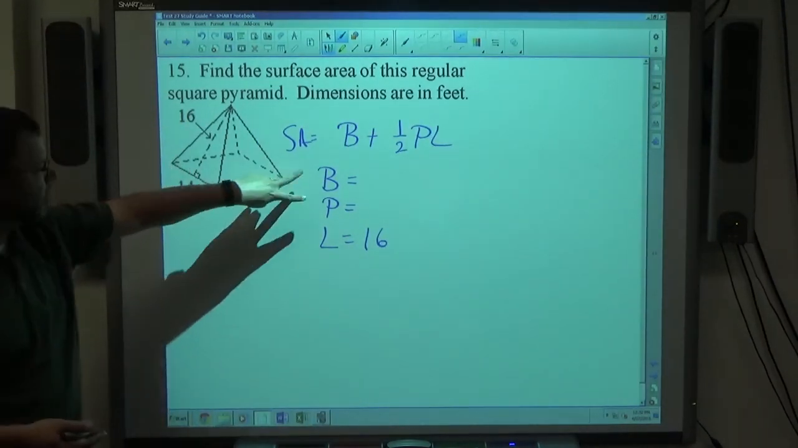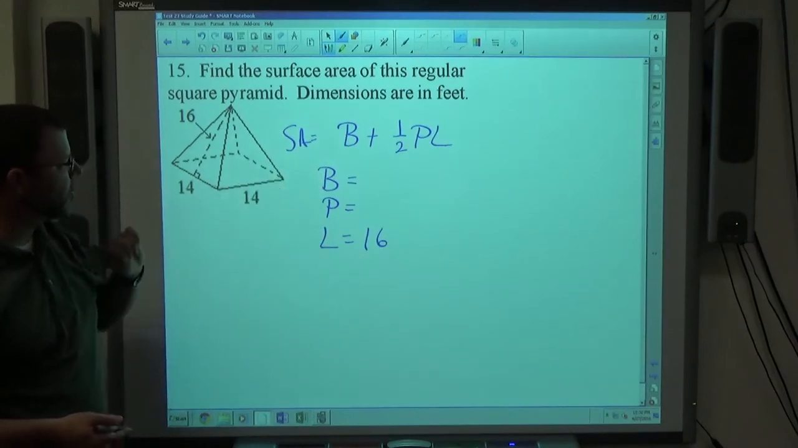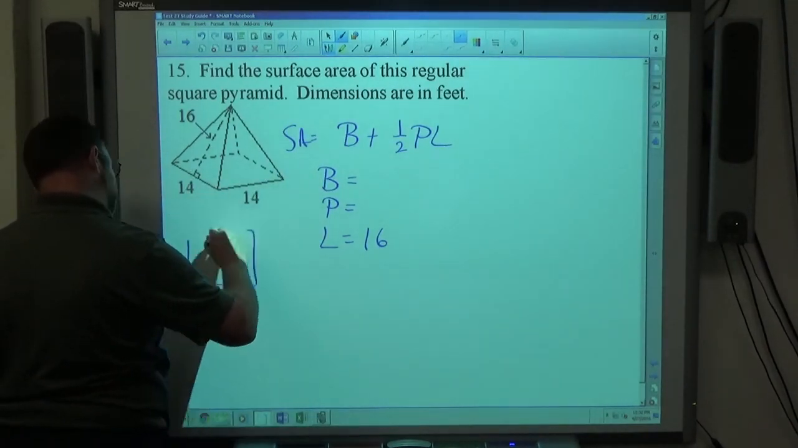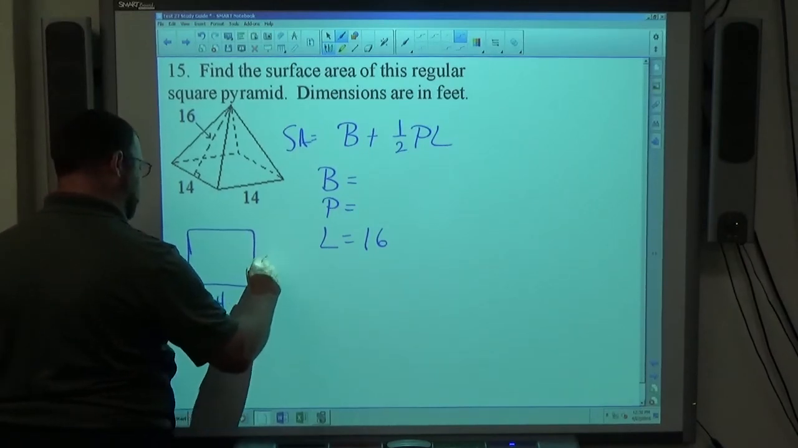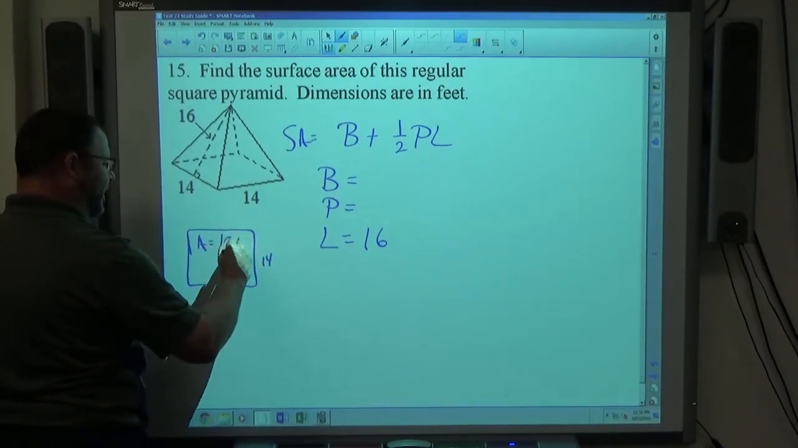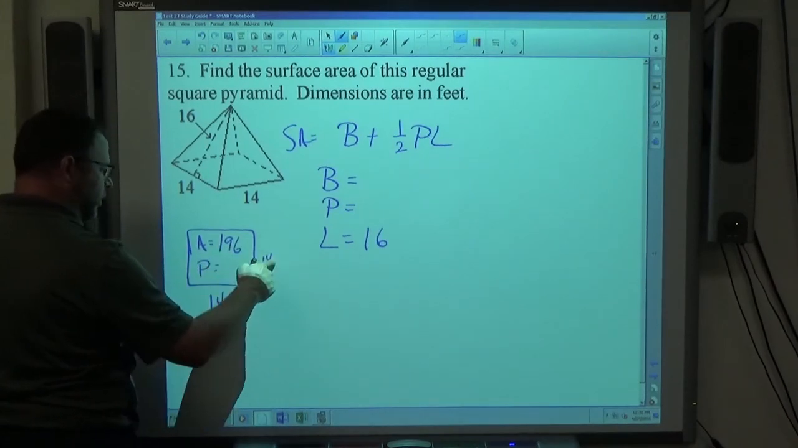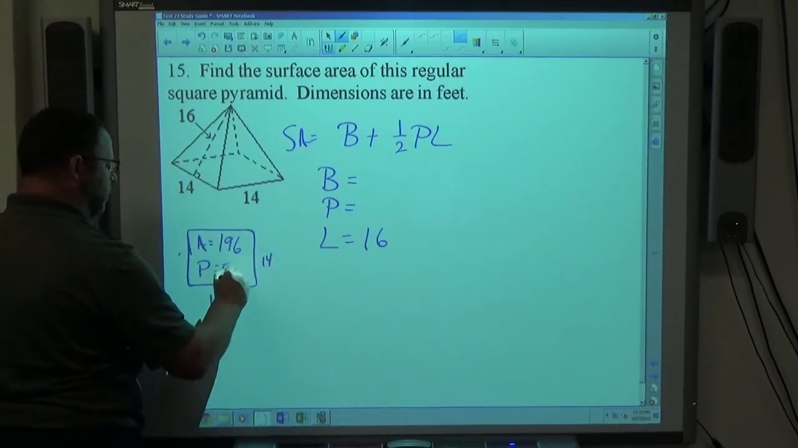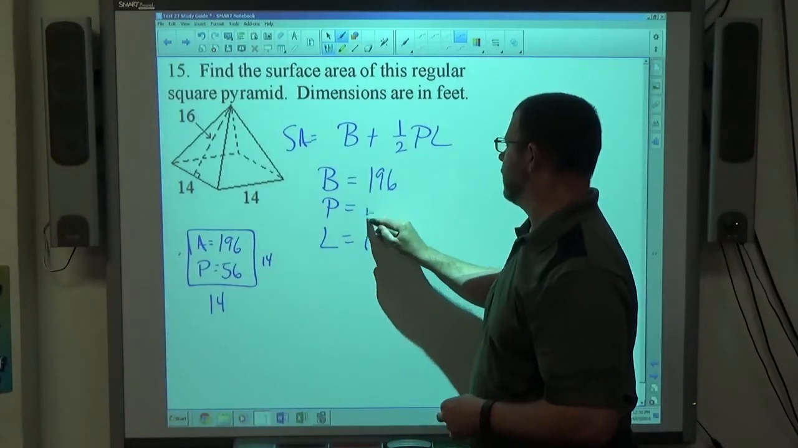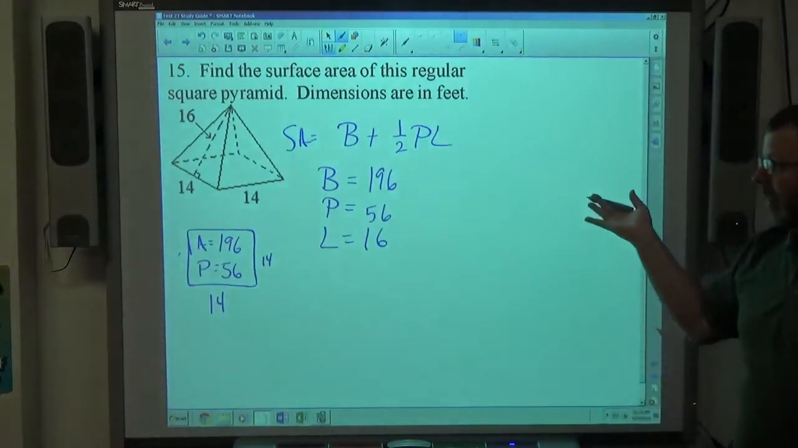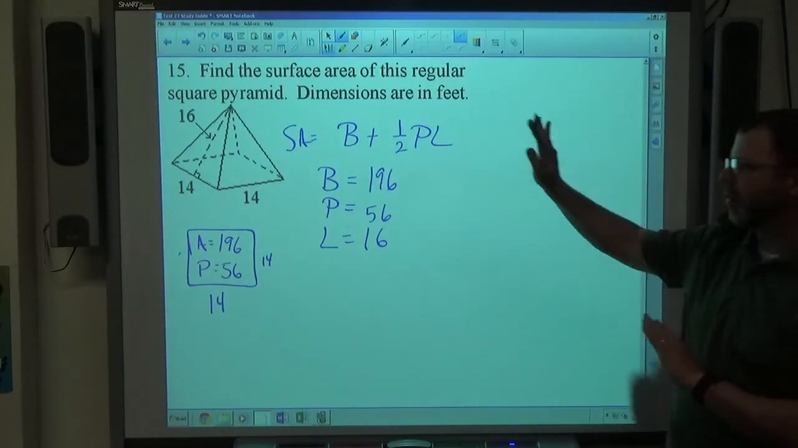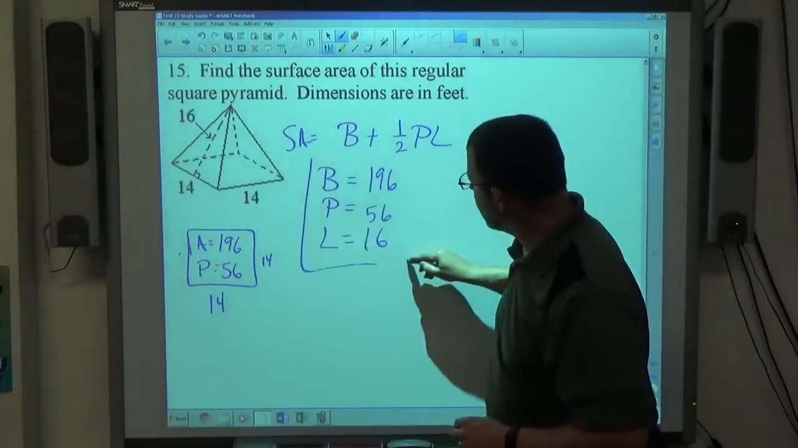The area and the perimeter of the base are based on the base. And this is a square pyramid, it says. That means the base is a square. It's 14 by 14. The area of 14 by 14 is 196. The perimeter is 14 plus 14 plus 14 plus 14, which is 56. So the area of the base is 196, the perimeter is 56. All right. That's all you have to do on this problem. You find those three values before you worry about this formula. You want to know what these three things equal.